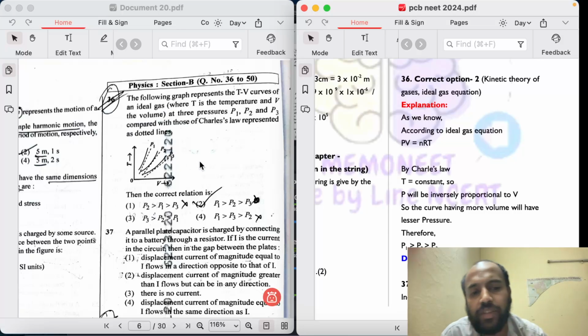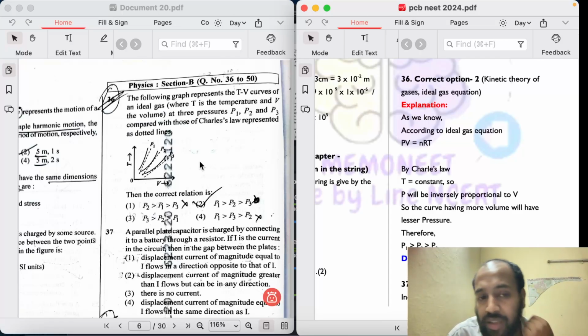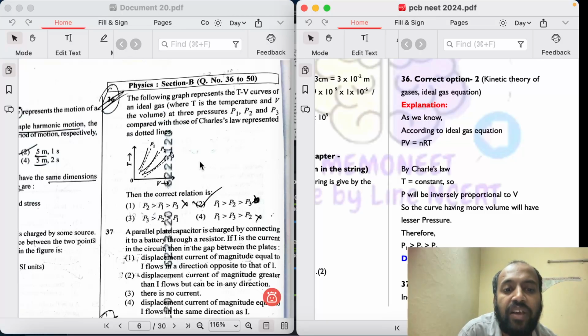So it's quite obvious, if the volume is more, the pressure is less. If the volume is less, the pressure would definitely be more. So if you squeeze in something, the volume reduces but the pressure increases. So that means volume and pressure are inversely proportional.